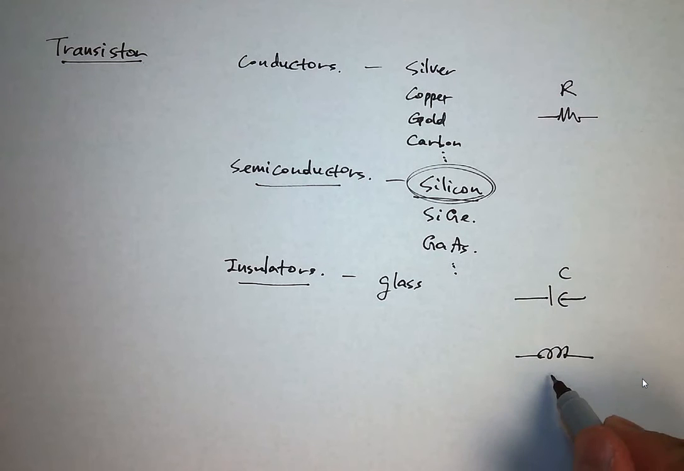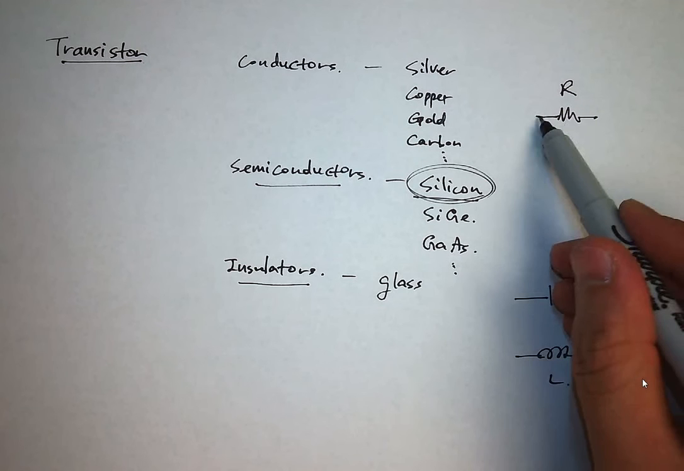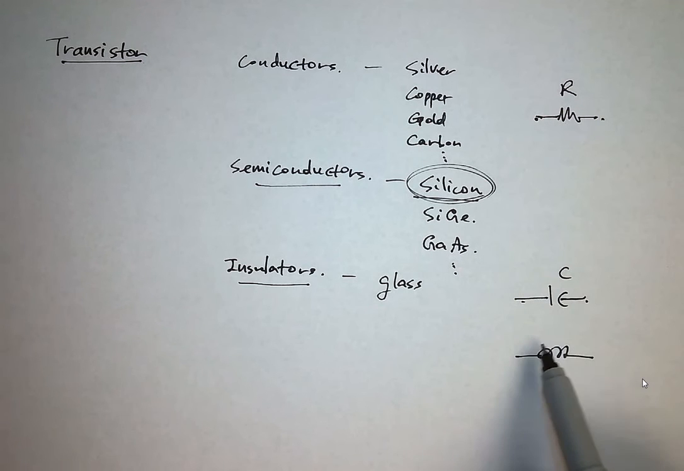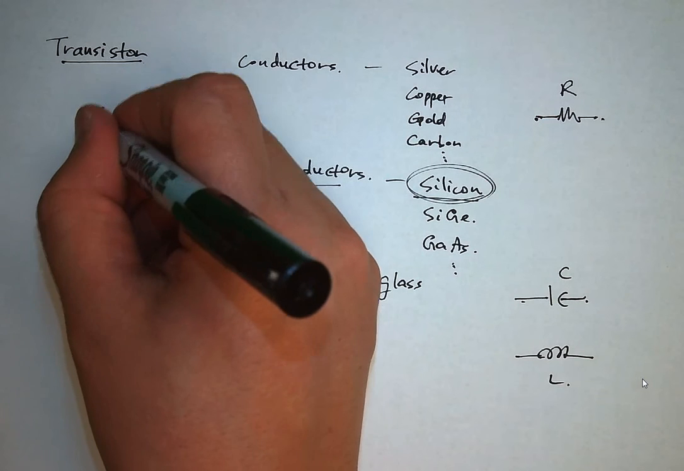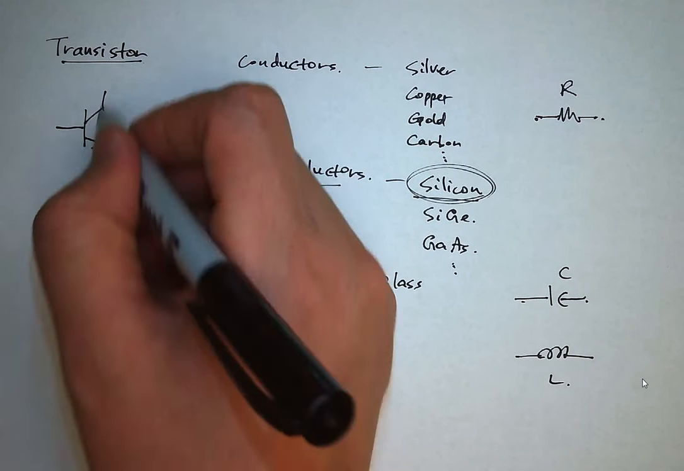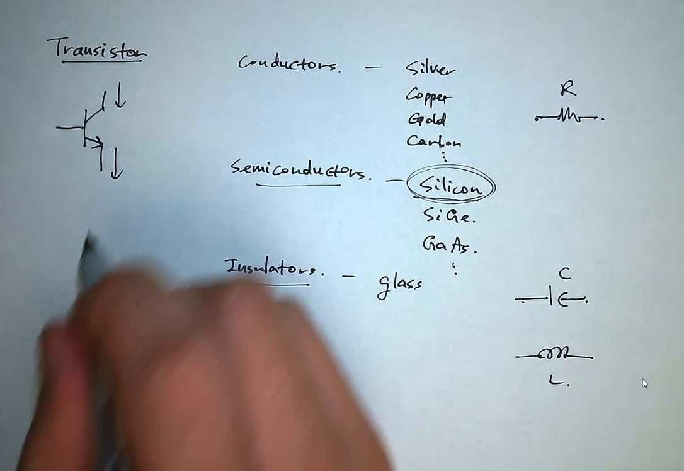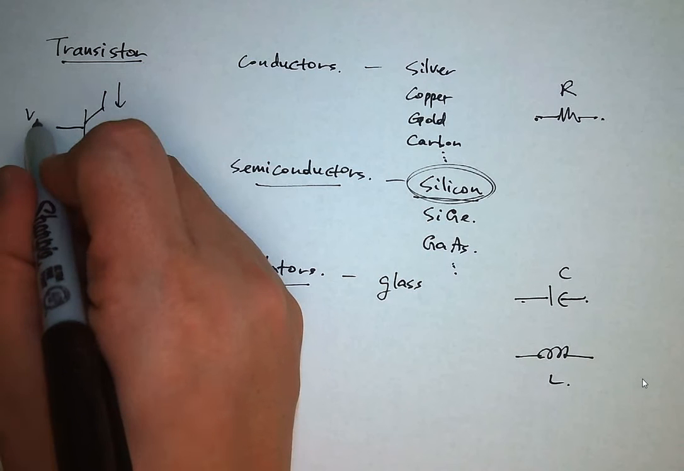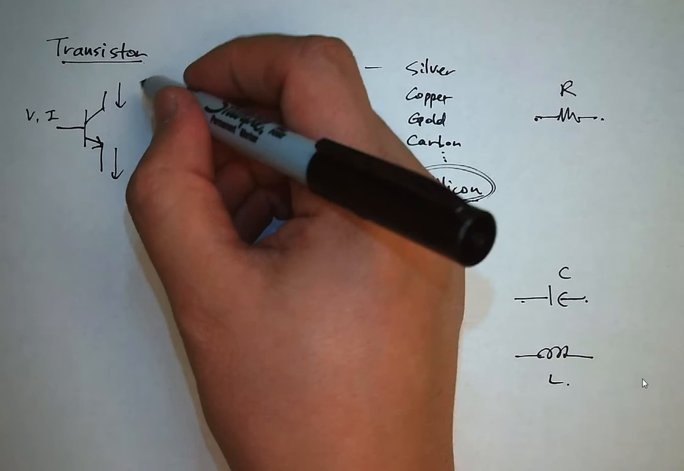inductors. So here we have two leads, two contact points. Here we have two contact points and two contact points. The main difference for transistors is that it has three contact points like this. So 1, 2, and 3. So the current will flow in this direction, and by applying a voltage here and current here, we can control the amount of current that flows down.